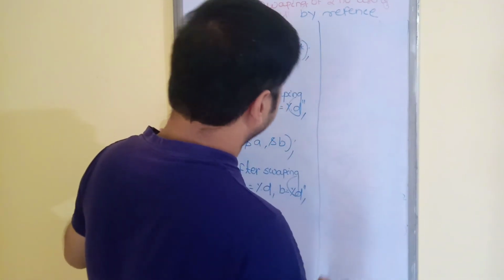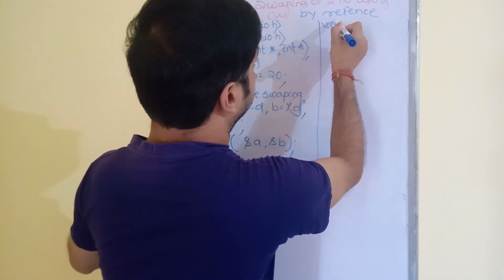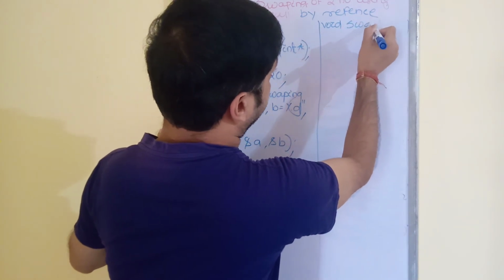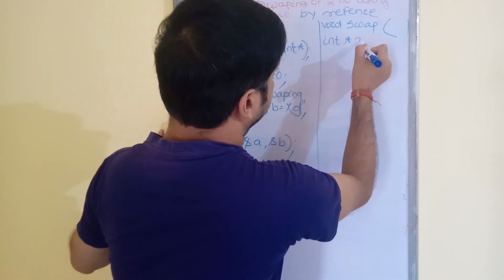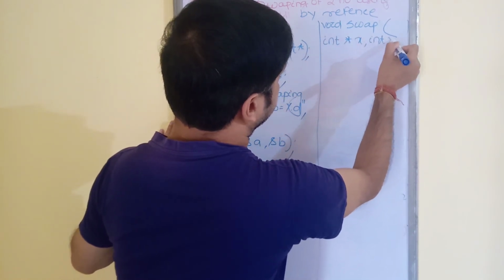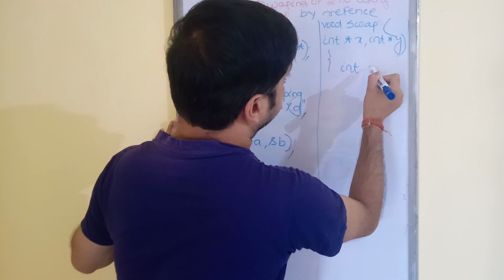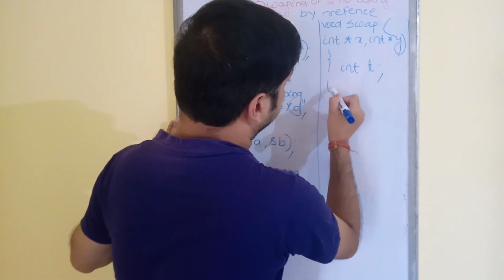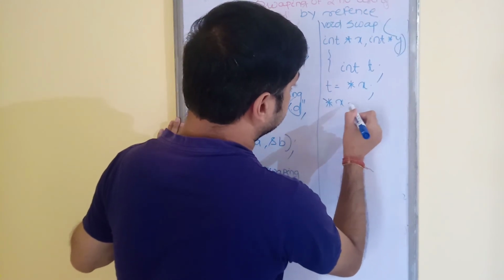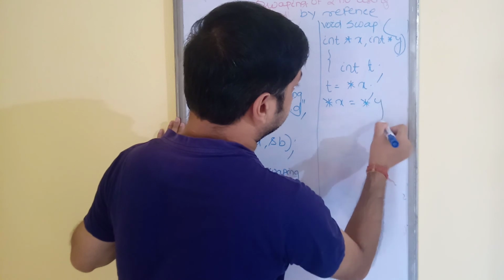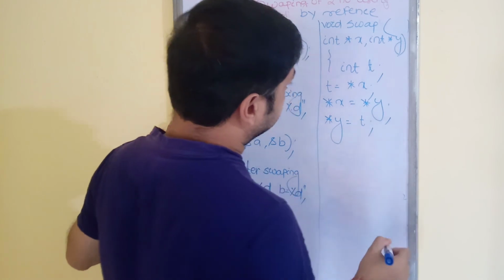So in the definition part, what we wrote is the same thing, that is void swap, and that will be your int star x comma int star y. Inside that I am taking a variable here, int t. So now for the swapping operation I can write t equal to star x, then star x equal to star y, then star y equals to t. It's all about the swapping.